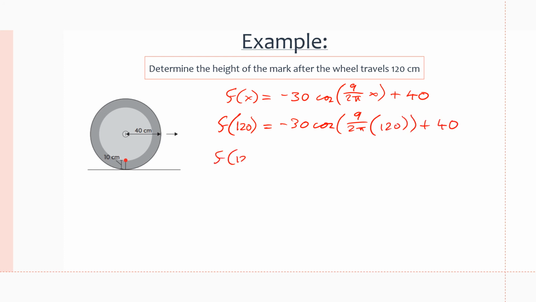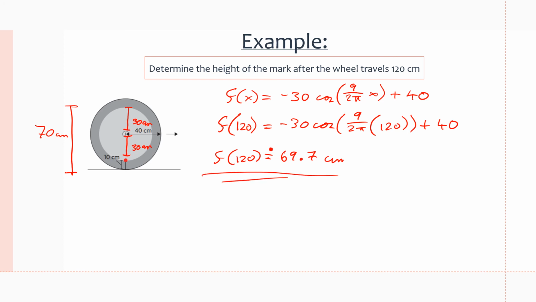That will give us 9 divided by 2 pi times 120, cosine of that times negative 30 plus 40, which will give us about 69.7 centimeters. So we're pretty much at the maximum height, because remember, the maximum height is 10 centimeters plus 30 centimeters plus 30 centimeters, which is 70 centimeters. So we're basically at the maximum height at 120 centimeters right there.